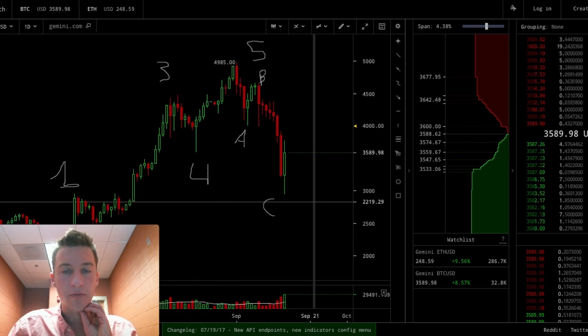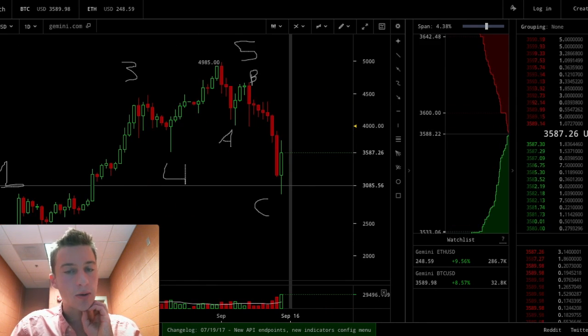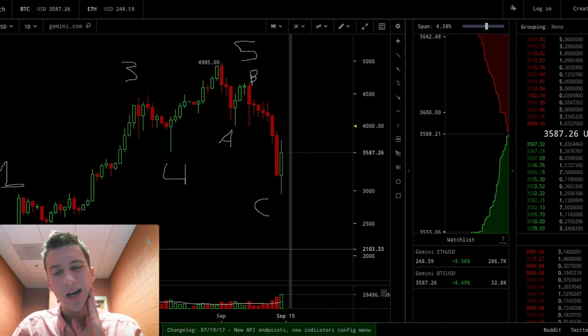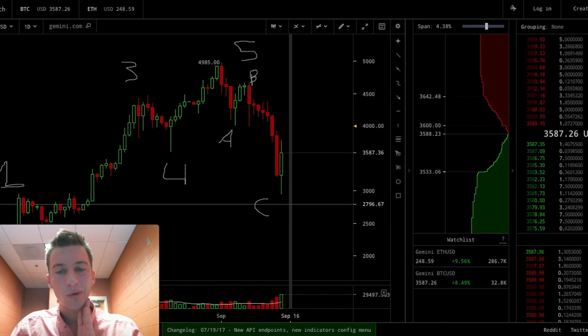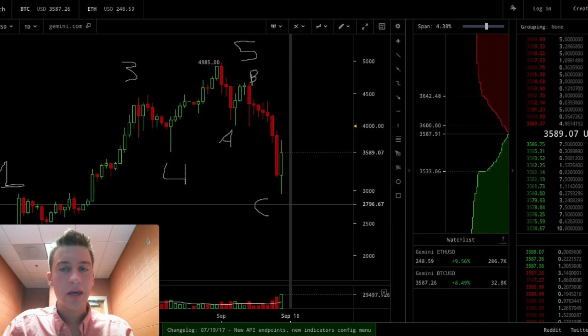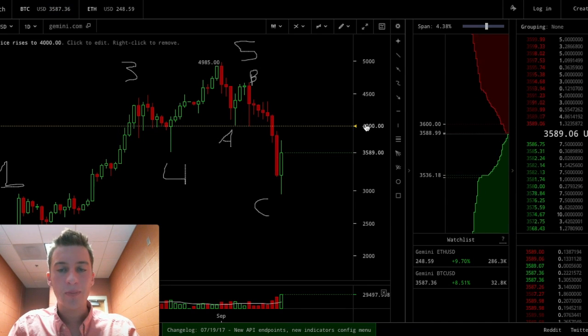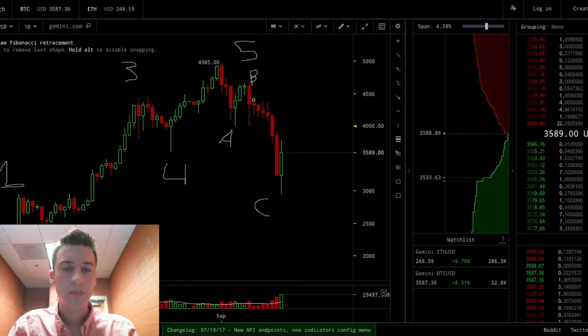And that's where price would go if this fails, which I don't think it will fail because of this volume. I really think it's likely that we're going to see a minor or major price reversal. And last note, if you're curious why I picked 4K as a resistance point, it's because of this.